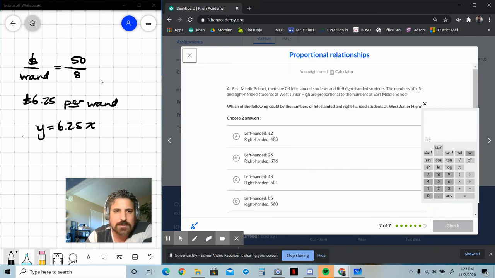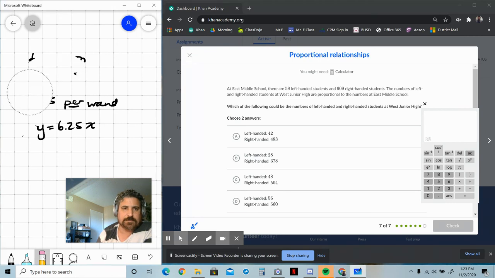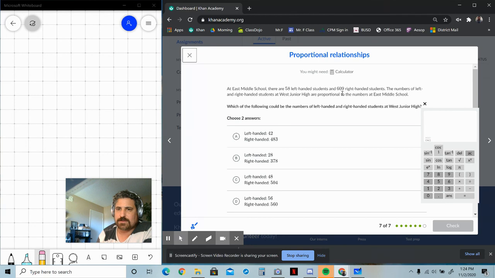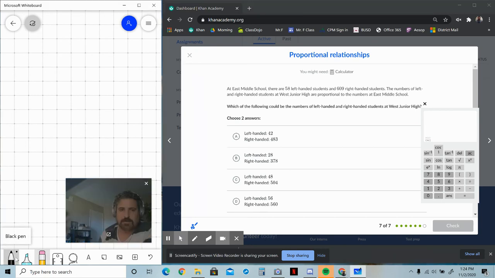At East Middle School, there are 58 left-handed students and 609 right-handed students. The left- and right-handed students at West Junior High are proportional to the number at East Middle School. Which of the following could be the numbers of left-handed and right-handed students at West Junior High? It's 58 left-handed to 609 right-handed, so left on top and right-handed on bottom.